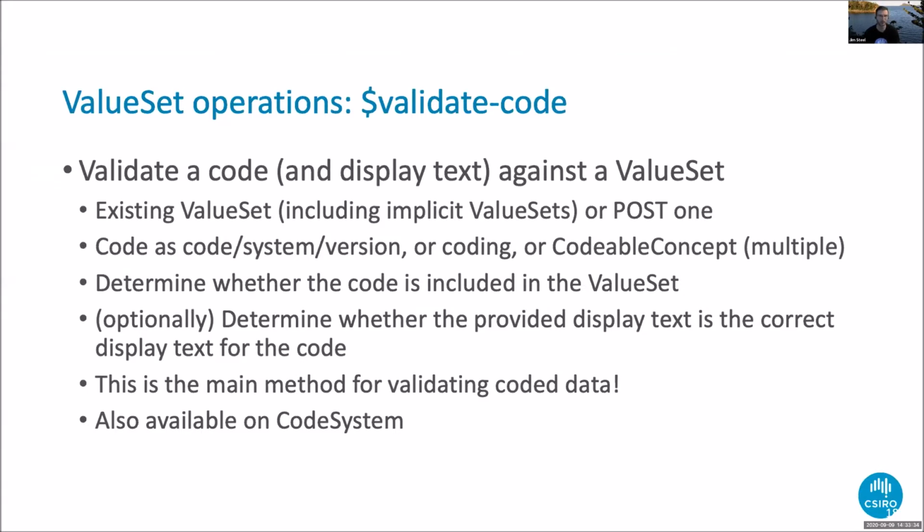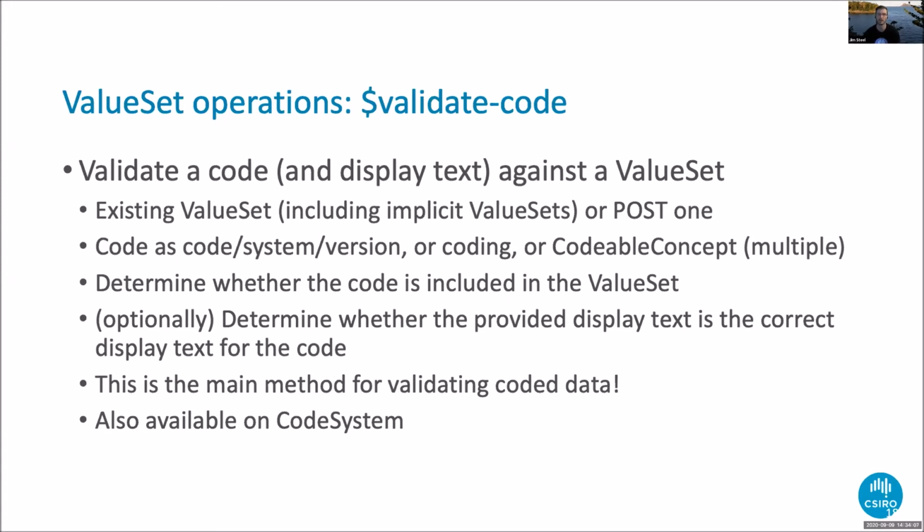So that validate code operation takes a code that's provided and a value set, and it just tells you whether the code is a member of that value set. You can either give it an existing value set by providing a URL, for example, or you can post in a value set when you call the operation. That allows you to do responsive UI type things, where the validate code operation you're doing depends on what values have been entered elsewhere in the system.